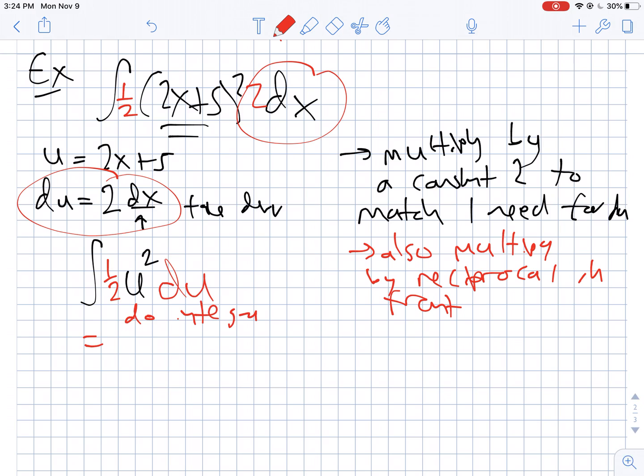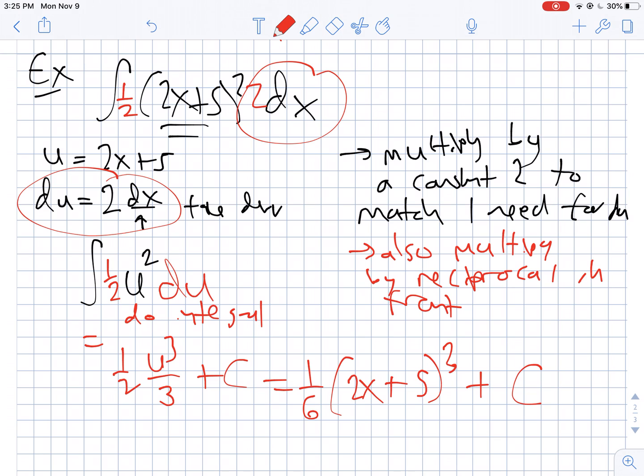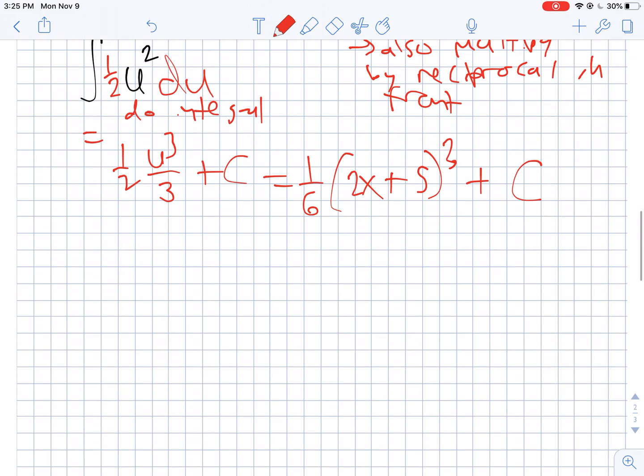So that's just 1/2 times u cubed over 3. So that's just going to be 1/6 times, and then I'm going to plug back in the (2x plus 5) cubed plus c. Okay, so the new trick on this problem was I needed a 2dx to match up with my du, so I put a 2 here, I balanced the 1/2 in front. Okay, let's do another one here.